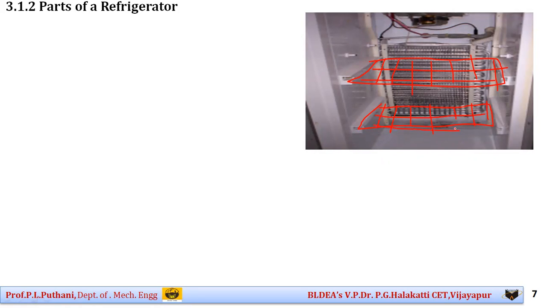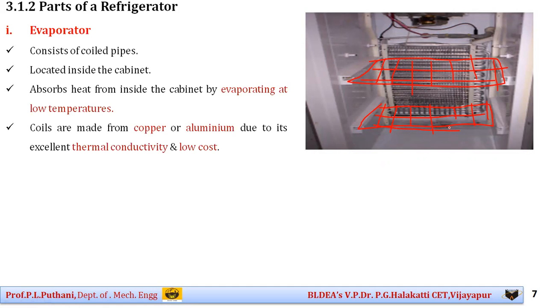The first part which you're going to see right now in the picture here is the evaporator. This evaporator is located inside the cabinet, and it is a place where we have a set of coiled tubes. If you observe here, I'm highlighting these, a set of coiled tubes. Within these coiled tubes, the refrigerant is flowing.